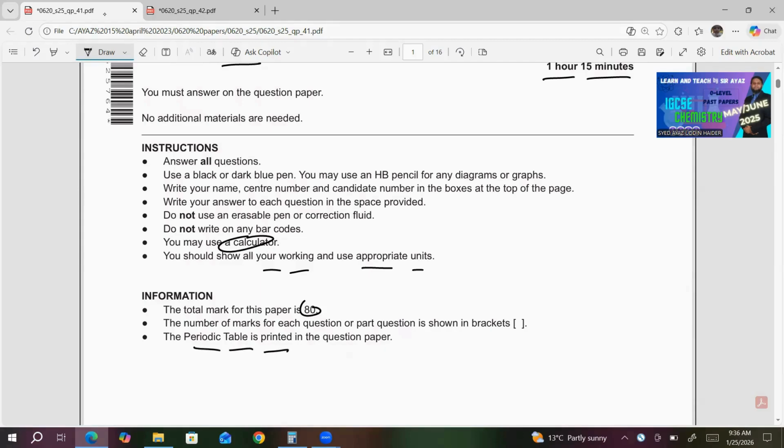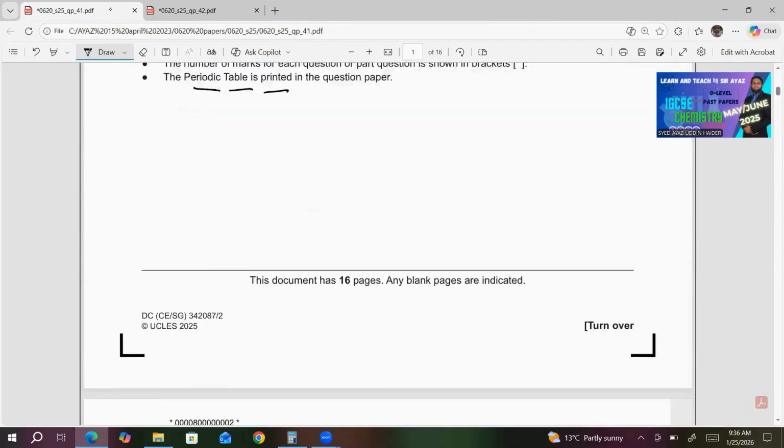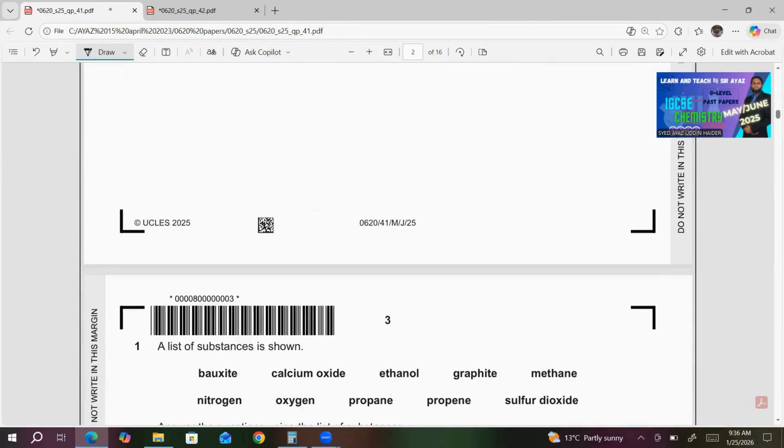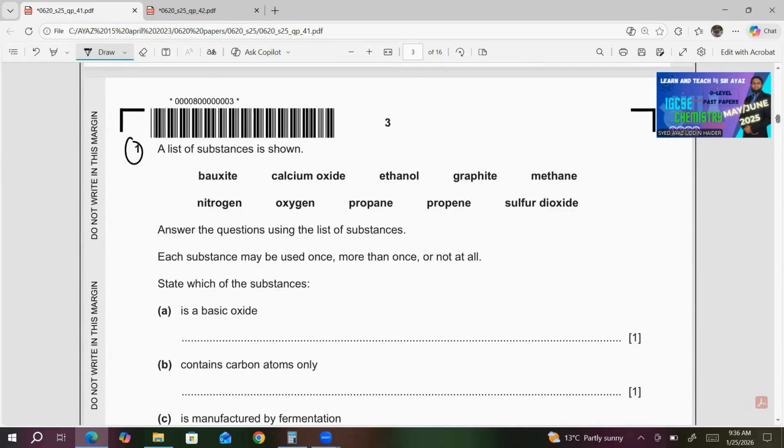Pure table is printed like this in the paper. So let's start the paper. Here's question number 1. A list of substances is shown. Answer the questions using the list of substances. So we have bauxite, calcium oxide, ethanol, graphite, methane, nitrogen, oxygen, propane, sulfur dioxide. Each substance may be used once, more than once, or not at all.